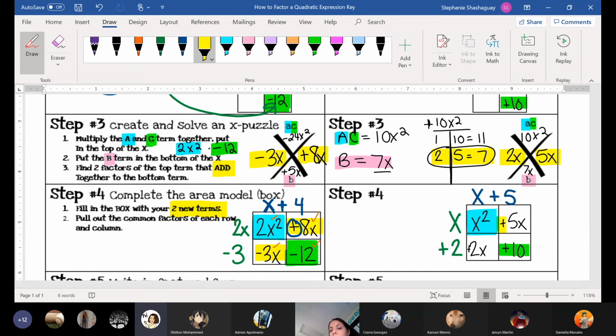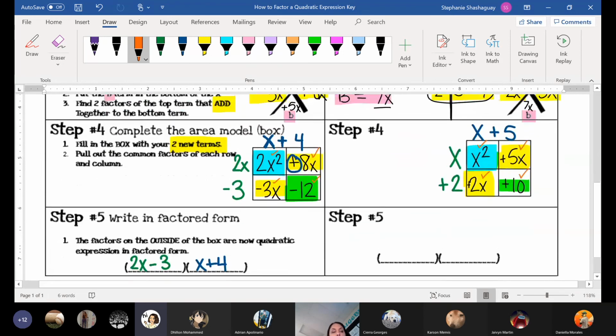Okay, I'm going to double check my math. Does x times x give me x squared? Yes. Does x times 5 give me a positive 5x? Yes. Does positive 2 times x give me a positive 2x? Yes. And does positive 2 times 5 give me a positive 10? Yes. So now I can take my factored pairs and list them below.